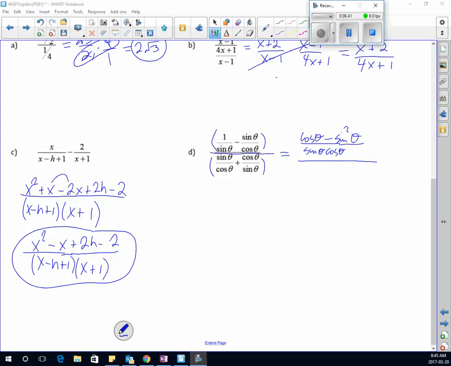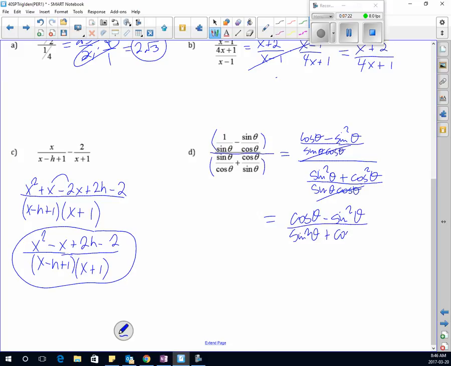Okay, next one. Common denominator is those two multiplied together. So I'm going to write sine theta, cos theta instead of cos theta, sine theta. Why would I do that? Because then it will be the same as that one. Yes? So what does this first fraction become? Sine squared theta. What does this one become? Cos squared theta. Can you see when I now flip that these two will cancel? And what am I left with? Cos theta minus sine squared theta over sine squared theta plus cos squared theta.